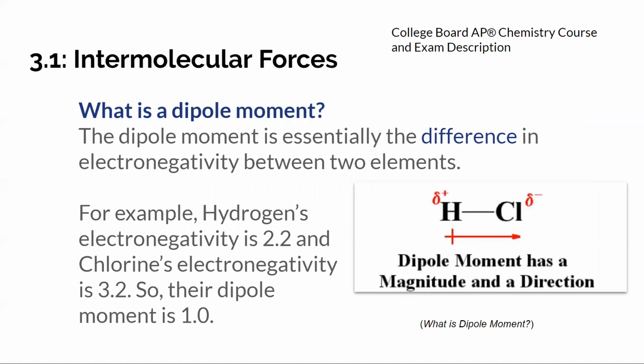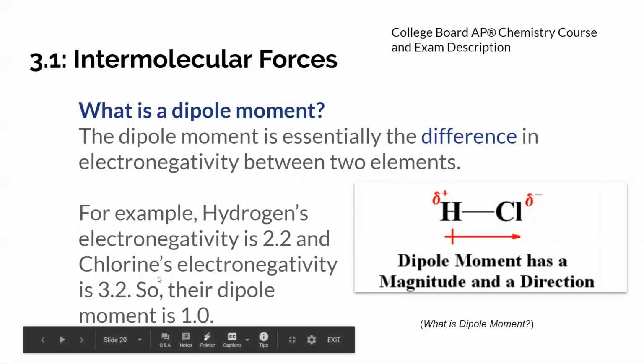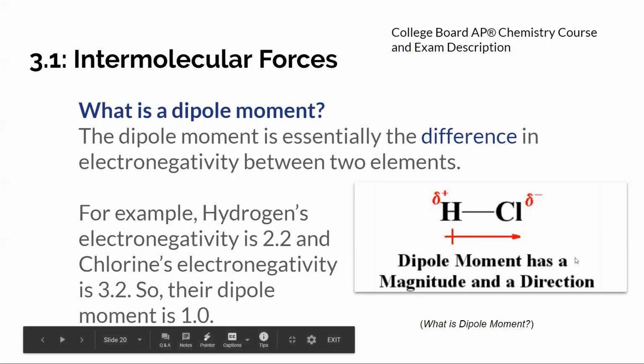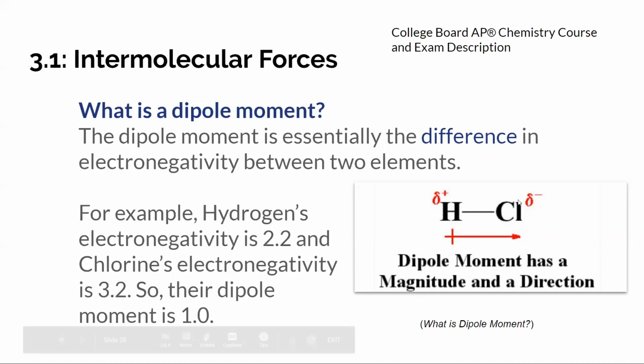So what is a dipole moment? I keep on mentioning this word, what is it? The dipole moment is essentially the difference in electronegativity between two elements. For example, hydrogen's electronegativity is 2.2 and chlorine's electronegativity is 3.2. You subtract them and the dipole moment is 1. The dipole moment not only has this magnitude, which is 1, but it also has a direction. Since chlorine is more electronegative, it'll be pulling the electrons more towards it, and so it'll become more negative, and it'll also have a direction going this way.